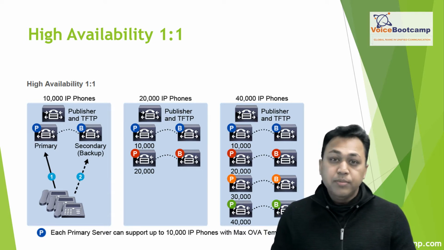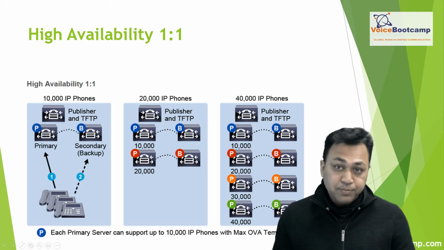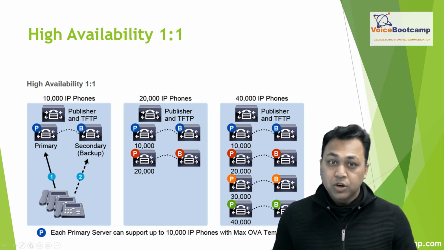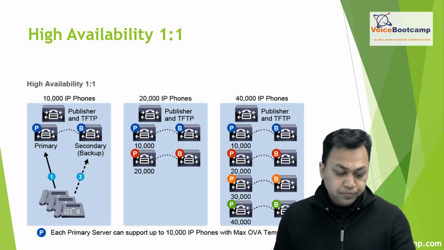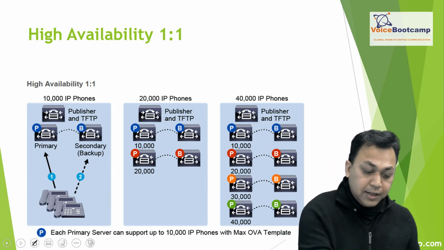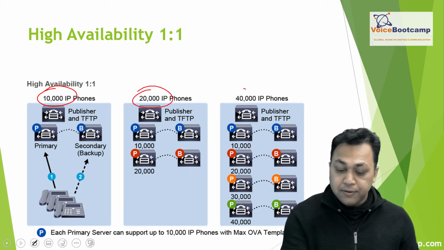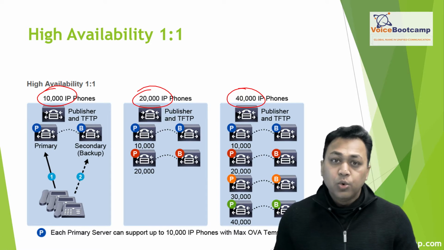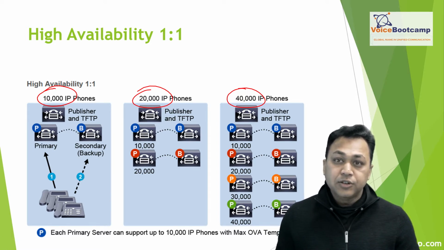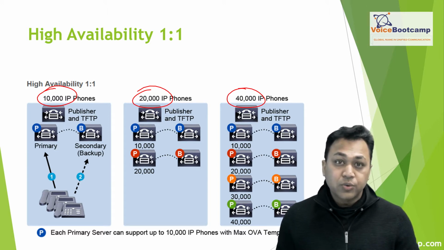There are really two major designs available when it comes to high availability. The first one, which we're going to discuss in this particular video, is called the one-to-one relationship. If you take a look at this scenario, you have a 10,000 phone deployment, a 20,000 phone deployment, and then a 40,000 phone deployment. With a deployment like this, you're going to decide how many servers you're going to need, how many phones you're going to register, and whatnot.